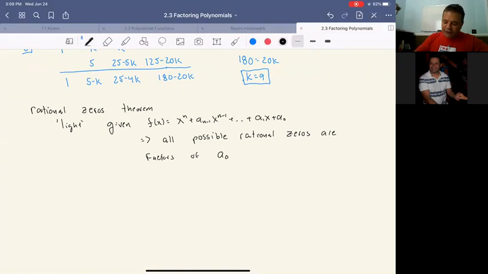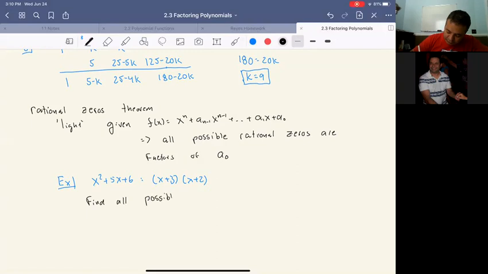Okay, so let's do just a quick example before we do a problem. Okay, so let's take our x squared plus 5x plus 6. Okay, now we know how to factor that. That's x plus 3, x plus 2. Now, if I was just asking for find all possible rational zeros, I'm assuming when I say that we haven't factored it.